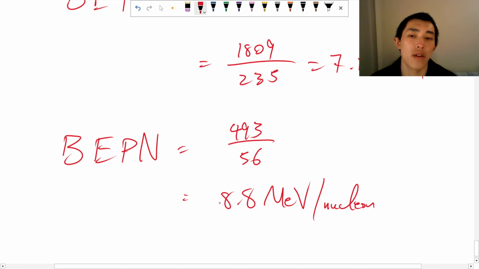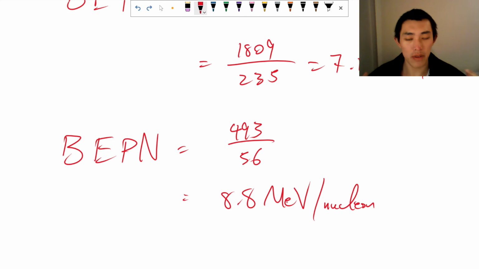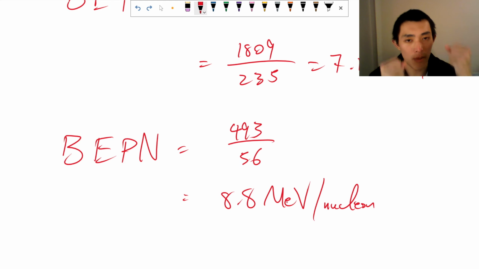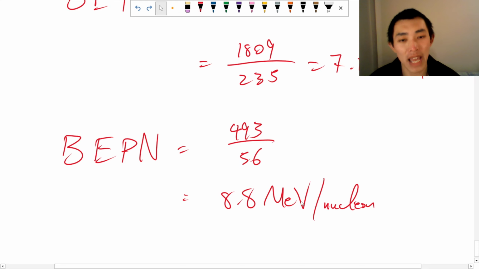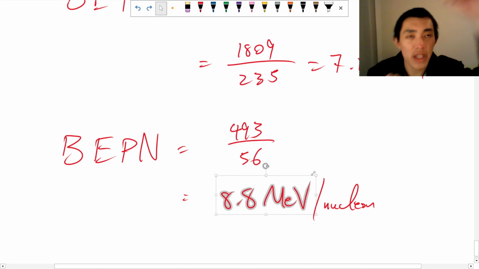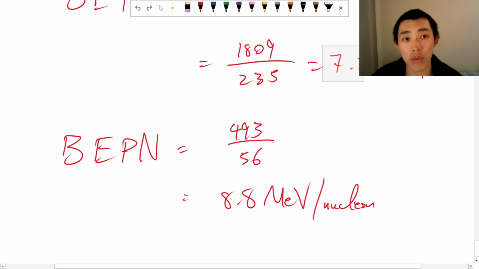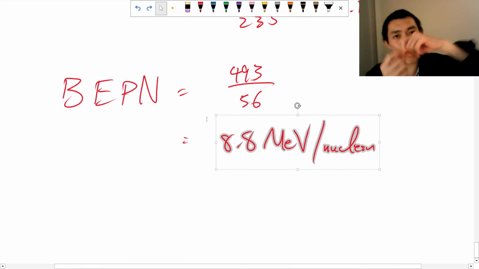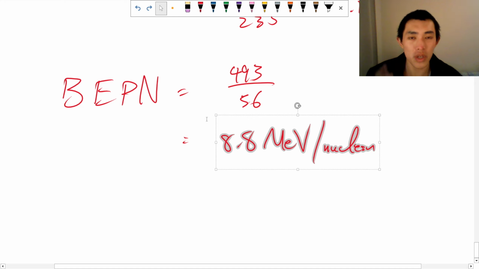And so we can see that for iron we have a bigger binding energy per nucleon, which makes sense because a bigger binding energy per nucleon means it's more stable, that they hold on to each other with more force. It takes 8.8 mega electron volts to remove each nucleon. It only takes 7.15 mega electron volts to remove each nucleon from uranium. So that means iron is more stable because it takes more energy to rip them apart, right? You'll need a bigger disturbance to rip it all apart.